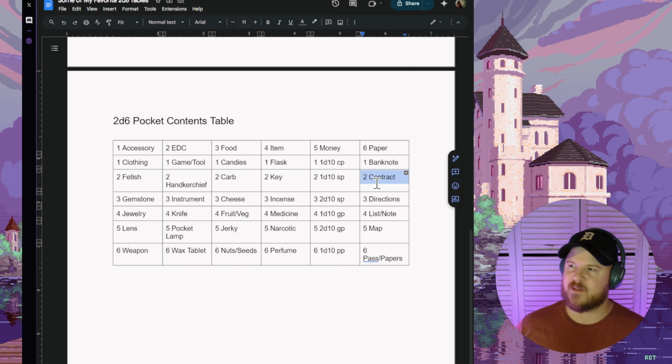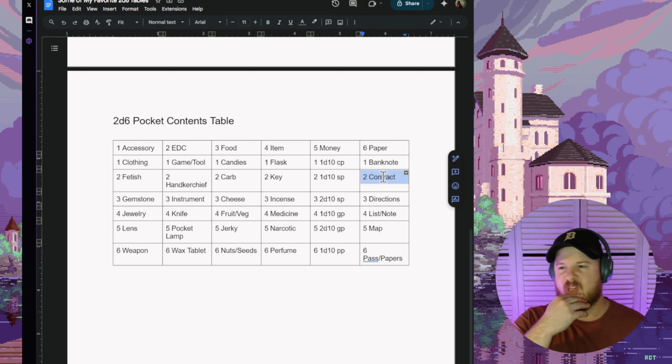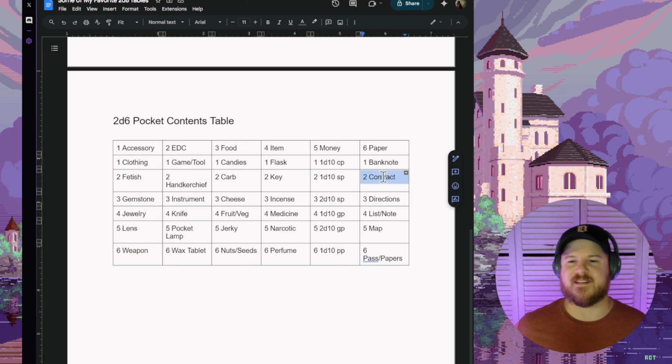Contracts are fun. They can be legal contracts. It could be charters to work a mine, some sort of property notice. Sometimes that falls under papers too. I use that under just generic papers too. But it could be a contract of work. It could be a contract with some sort of fiend, maybe a warlock pact signed in blood, something like that you can come across. So those are really, really fun.